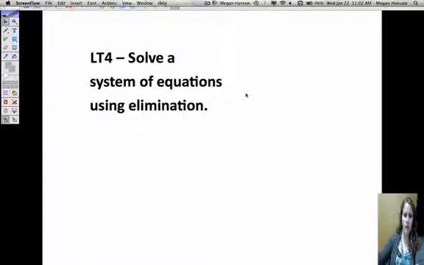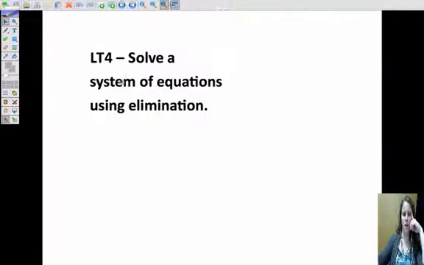All right, learning target 4 is solve a system using elimination. So we've used substitution, we've graphed, and now this last case will teach us how to solve most systems of equations that are given in funny forms.